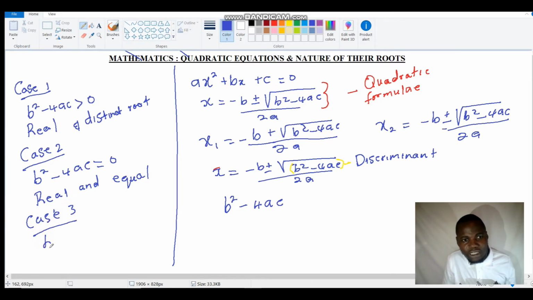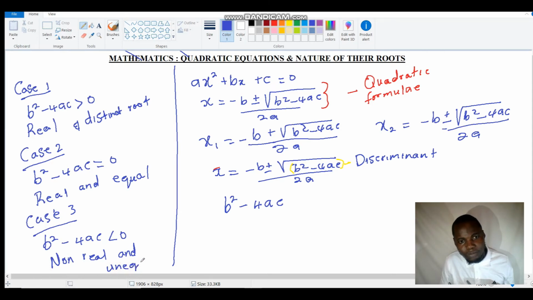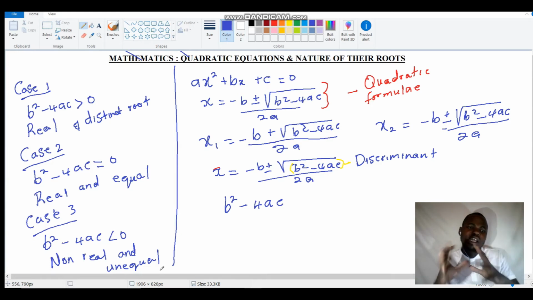Then case 3: if our discriminant is less than 0, here you have non-real and unequal, or distinct, roots. Now, if we are talking about real and non-real numbers, real numbers are the numbers that we use daily, that are there on the number line.